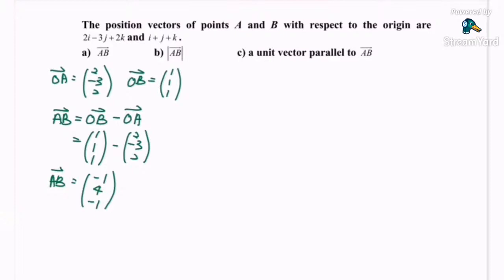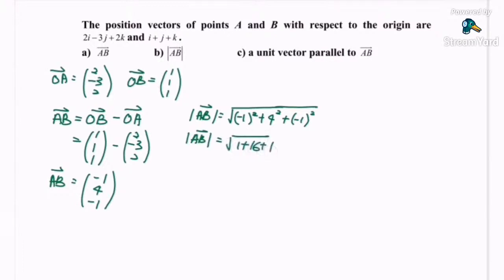Next, B, find the modulus of vector AB. So the modulus of vector AB, where we have the formula, square root of negative 1 squared plus 4 squared plus negative 1 squared. So the modulus of vector AB equals square root of 1 plus 16 plus 1, so we have square root of 18. Square root of 18 equals 9 multiplied by 2. So finally, the modulus of vector AB equals 3 multiplied by the square root of 2.